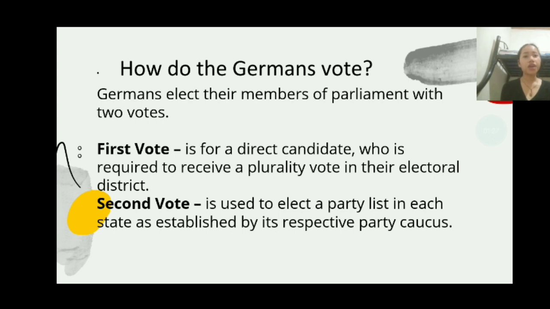Next, how do the Germans vote? Germans elect their members of parliament with two votes. The first vote is for a direct candidate who is required to receive a plurality vote in their electoral district. The second vote is used to elect a party list in each state as established by its respective party caucus.